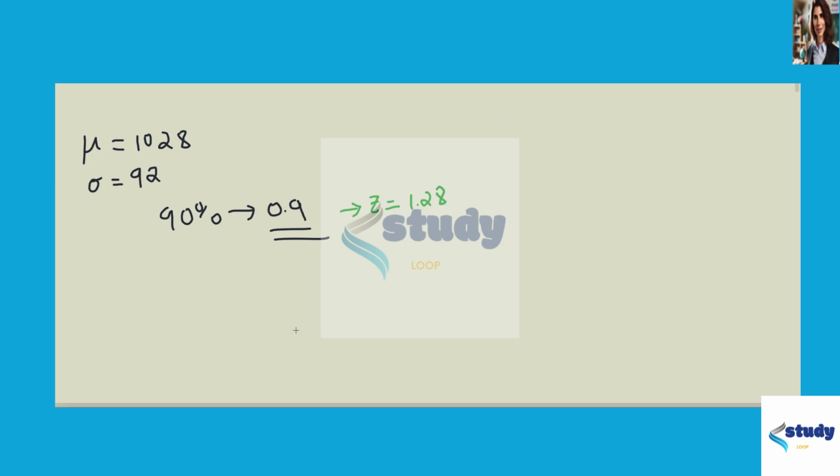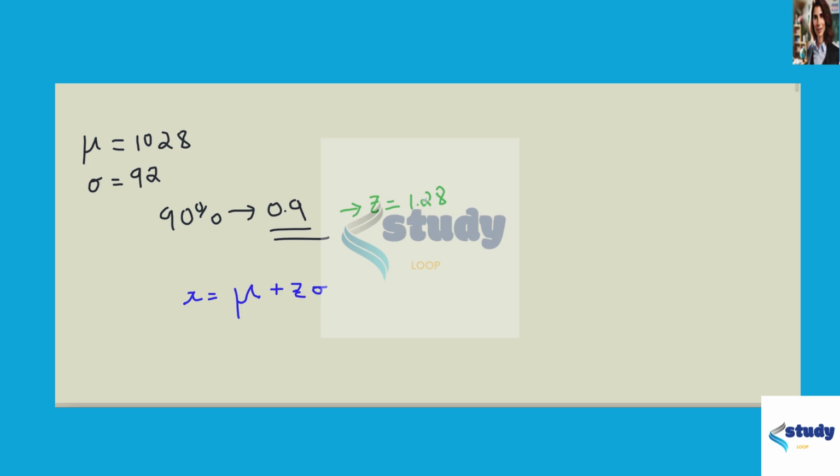And now we can write the expression x is equal to mu plus z sigma. And this is a general formula, which just means that the corresponding value is the mean increased by the product of the z-score and the standard deviation. And that is because the z-score is just a measure of the number of standard deviations that the value is from the mean.